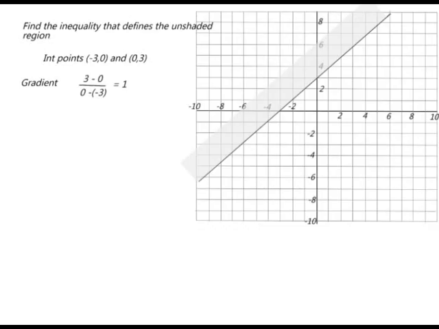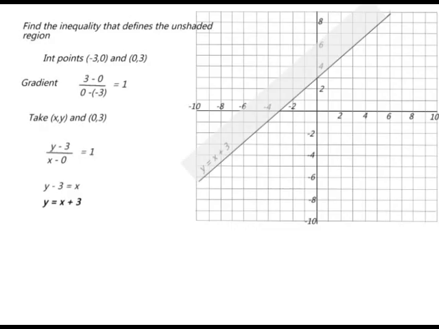Now we can find the equation of that line. We choose an arbitrary point x, y, and one of the points, say 0, 3. And so y minus 3 over x minus 0 is equal to 1. We equate to the gradient. Cross multiplication, y minus 3 is equal to x minus 0, and y is equal to x plus 3. Now the boundary line is continuous, and so it's included in the solution. So the inequality is either greater or equal to or less or equal to.